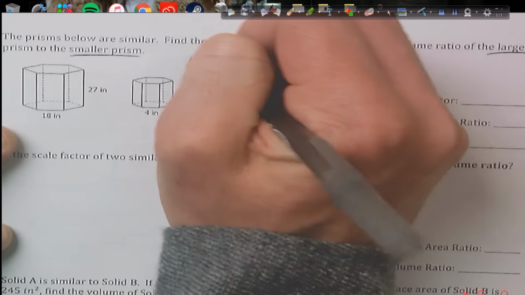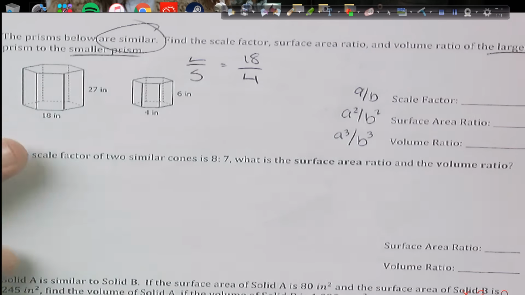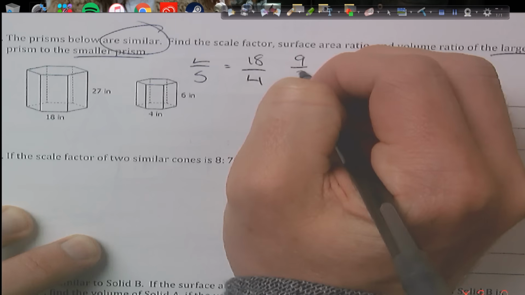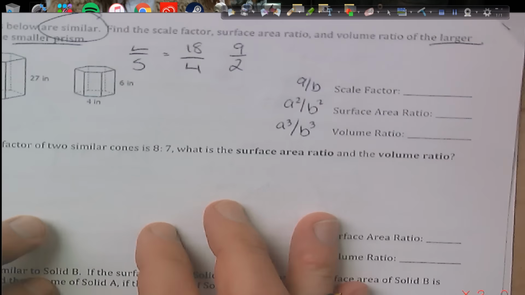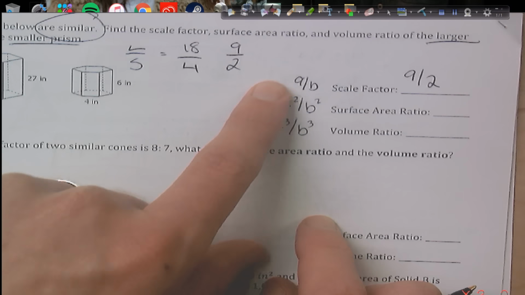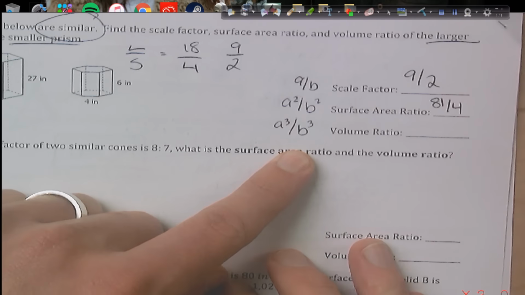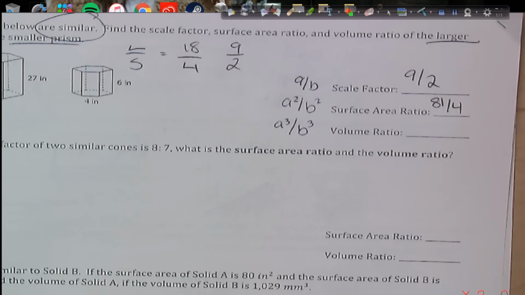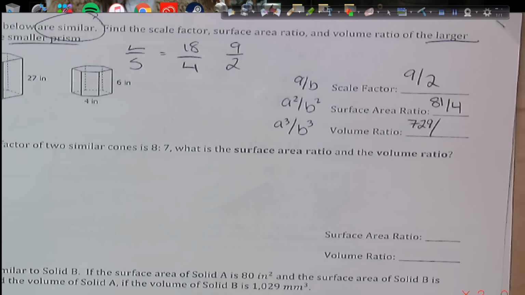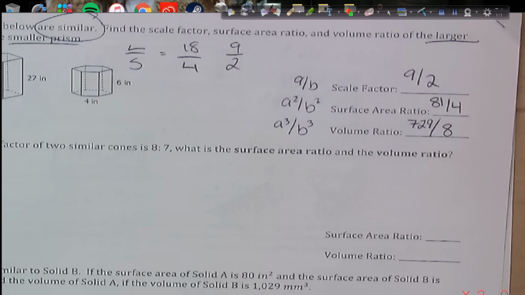So 18/4. We already know they're similar, so I don't have to check each side. I believe 2 goes into both. That's 9/2, and I think we're done. So that's our scale factor. Okay, to get from here to here, we just got to square both terms. So you get 81/4, and then we cube each term, and unfortunately Mr. Smith doesn't know 9 cubed, but there it is. But Mr. Smith does know 2 cubed, which should be 8. That's simple, huh?